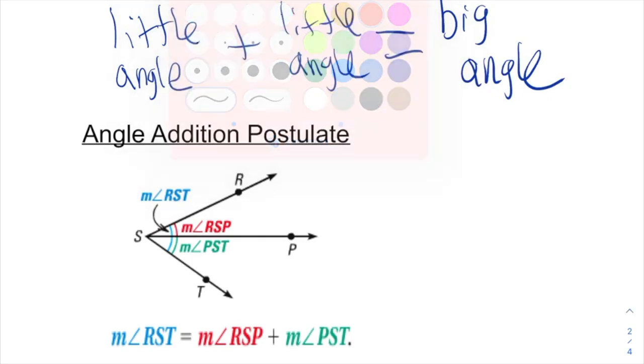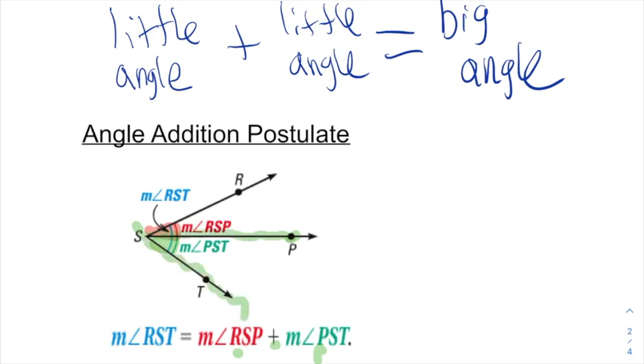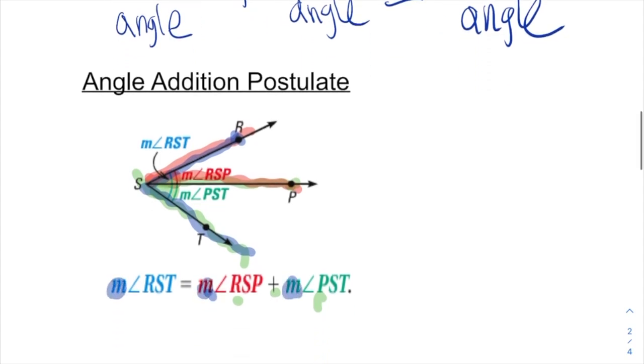So in this example, we have angle RSP right here, and we have angle PST right here. If we add RSP plus PST, it's going to equal our large, our big angle. So I take these two little angles and add them together, and it's going to equal the big angle. So the measure of angle RST equals the measure of angle RSP plus the measure of angle PST. This M right here means measure, so the measurement of the angle.